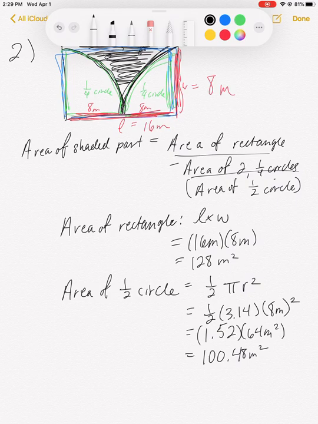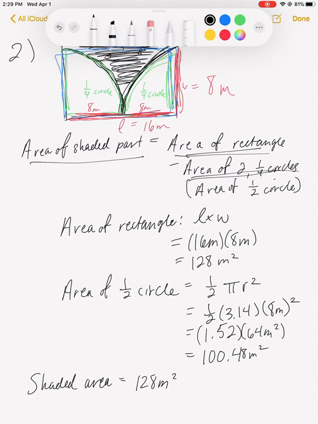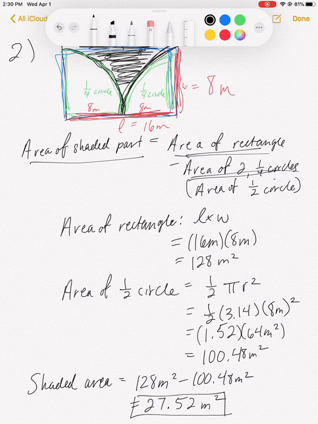All right, so the shaded area, which is what we're going for, is the area of the rectangle, subtract off the area of the 2 quarter circles. So the shaded area is equal to the 128, area of the rectangle, subtract off the 100.48 meters squared. Type that into your calculator, or you can do it in your head. You get 27.52 meters squared. It's good to circle or box your answer. And that's the model for the homework. So let me know if you have any questions. Enjoy.